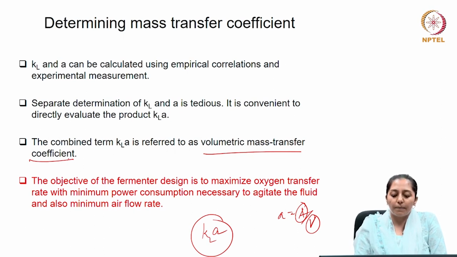The objective of the fermenter design is to maximize the oxygen transfer rate with minimum power consumption necessary to agitate the fluid and also minimum airflow rate. So that should be the objective, so that at minimum cost we are able to provide maximum oxygen transfer for growth. So the two things, please remember: minimum power consumption necessary to agitate the fluid and also minimum airflow rate to maximize the oxygen transfer rate.